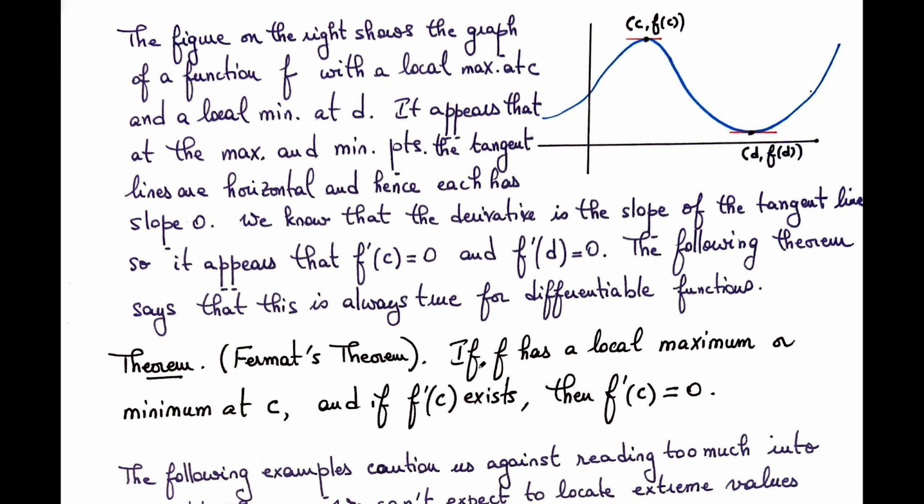So again, what does it say? If you know a priori that the function has a local extremum, then if the function is differentiable at a point c, f prime of c must be 0. Okay, so if you know that f prime of c exists, then that thing must be 0.